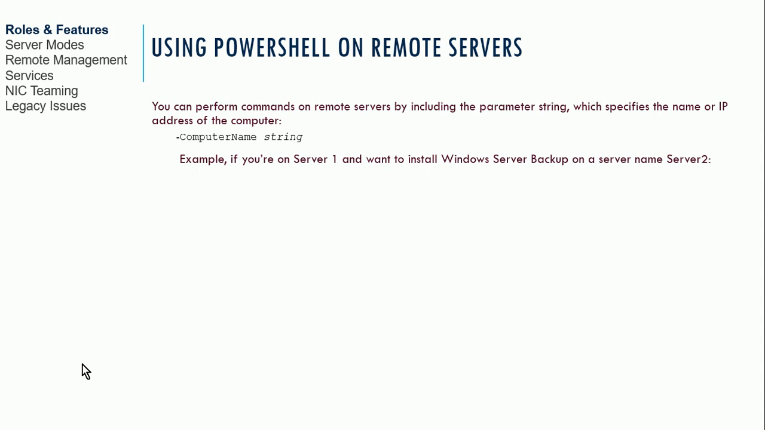So example 1: if you're on Server1 and you want to install Windows Server Backup on Server2, this is what the command would look like. I type Install-WindowsFeature. The feature is Windows-Server-Backup, so that's the feature. And then ComputerName is Server2, although that could be the IP address as well, but in this case they use the host name, Server2. Then include all sub-features and include management tools, meaning to include all of the features and management tools that are subordinate to that role. So this would automatically install that role and feature on that remote server.